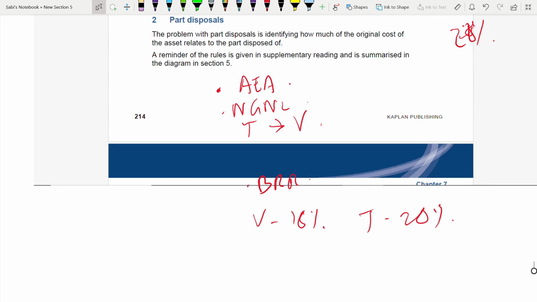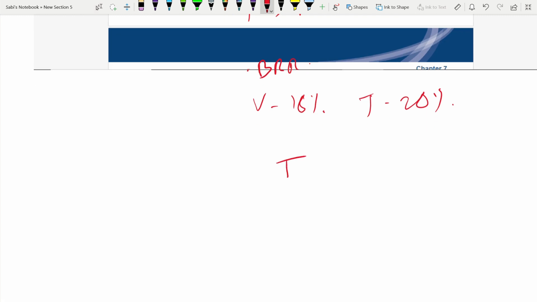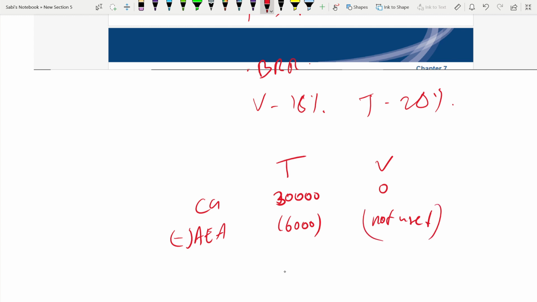First it is T, the husband, and V, the wife. We'll write the chargeable gain. He has 30,000, whereas she has none, 0. Less AEA: 6,000 can be deducted from him, but for her nothing can be used. You can't write 0, but you are not using it. So 24,000. This is the current position, by the way. Always start with the current position, even in your exam.